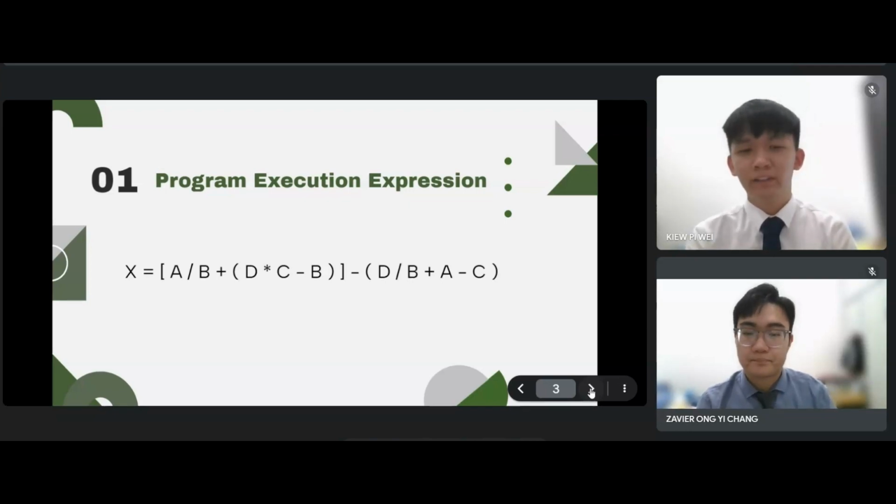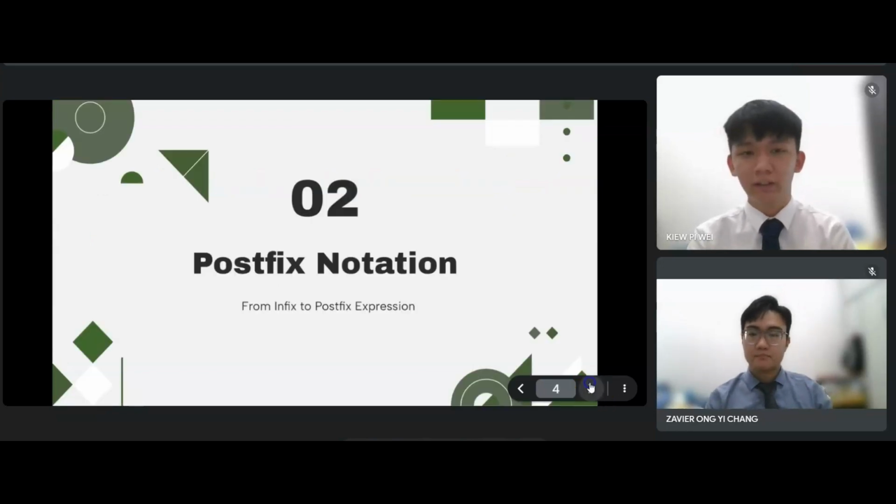Good morning, Miss. This is our question, which is x equals bracket a divide b plus bracket d multiply c minus b, close the bracket, minus the second equation, which is bracket d divide b plus a minus c, and close bracket. And we go to postfix notation.